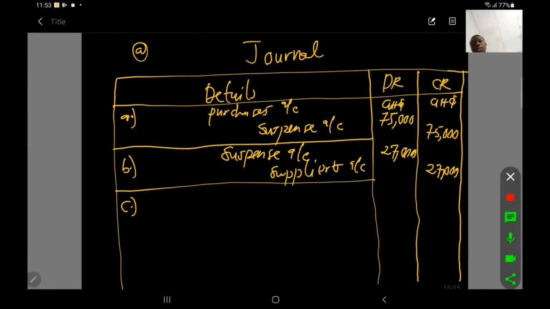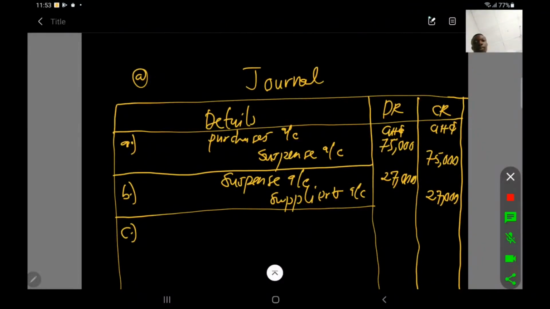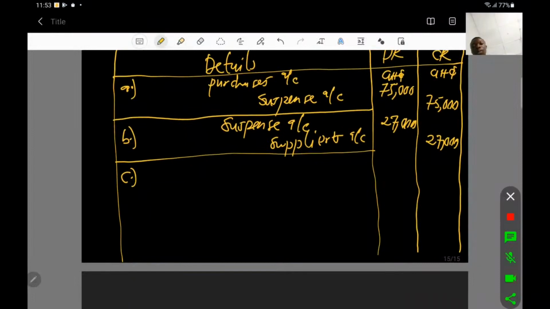So this is a case where we have the check. This is where we have the case of the check being represented as what? The bank, and then we also have what? The debtor.